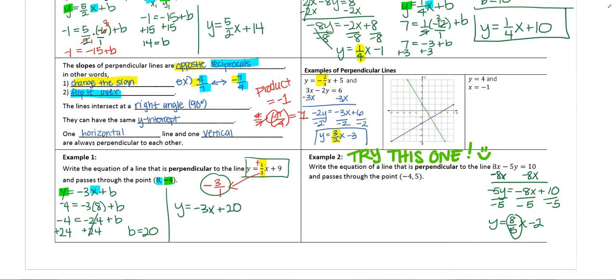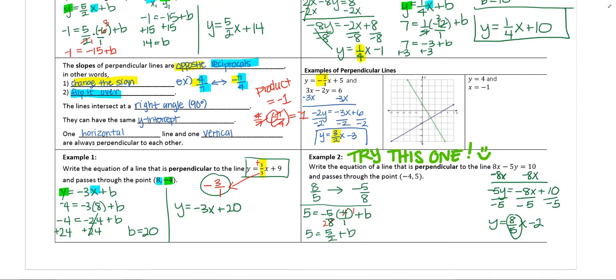Okay, looks like the slope of this line is 8 over 5. So what would be the slope of a perpendicular line? The slope of a perpendicular line would be -5/8.